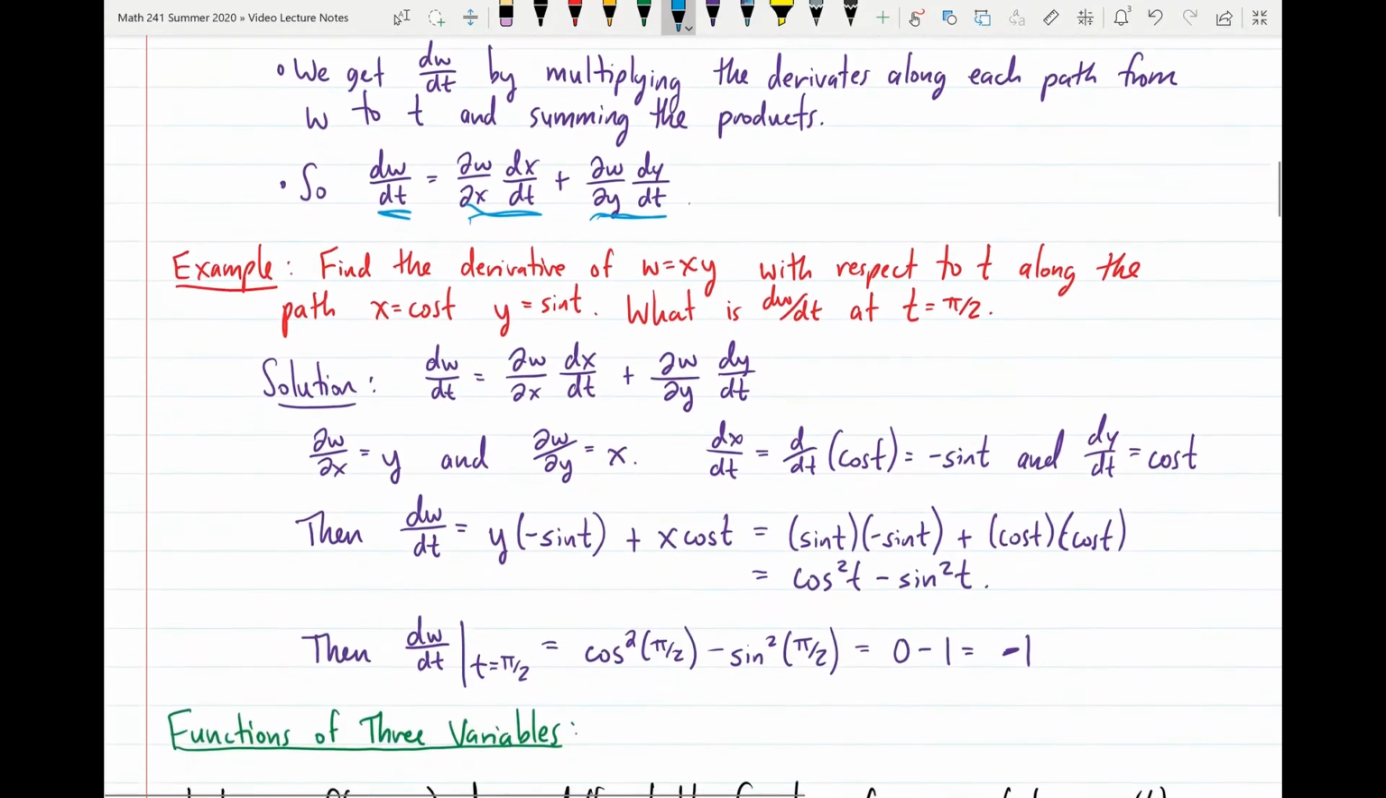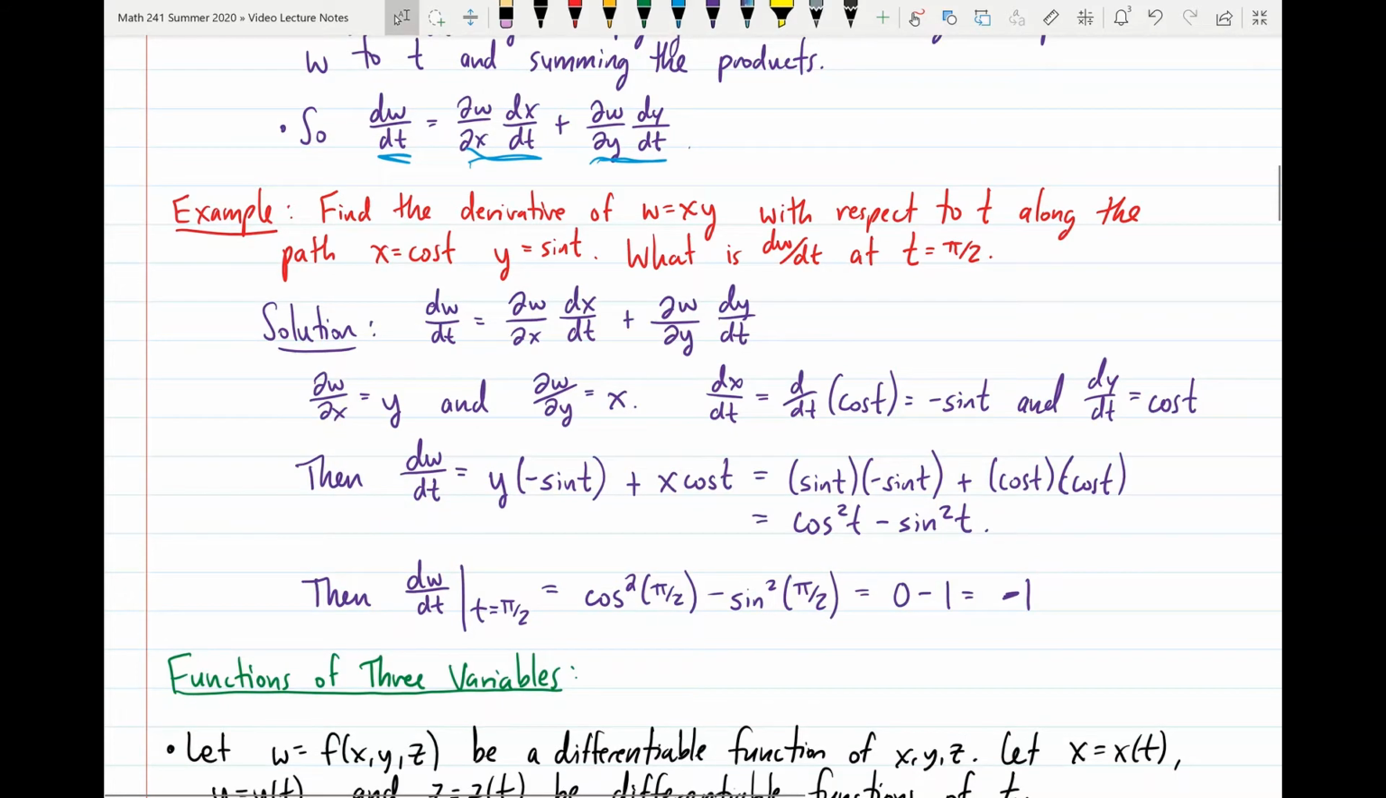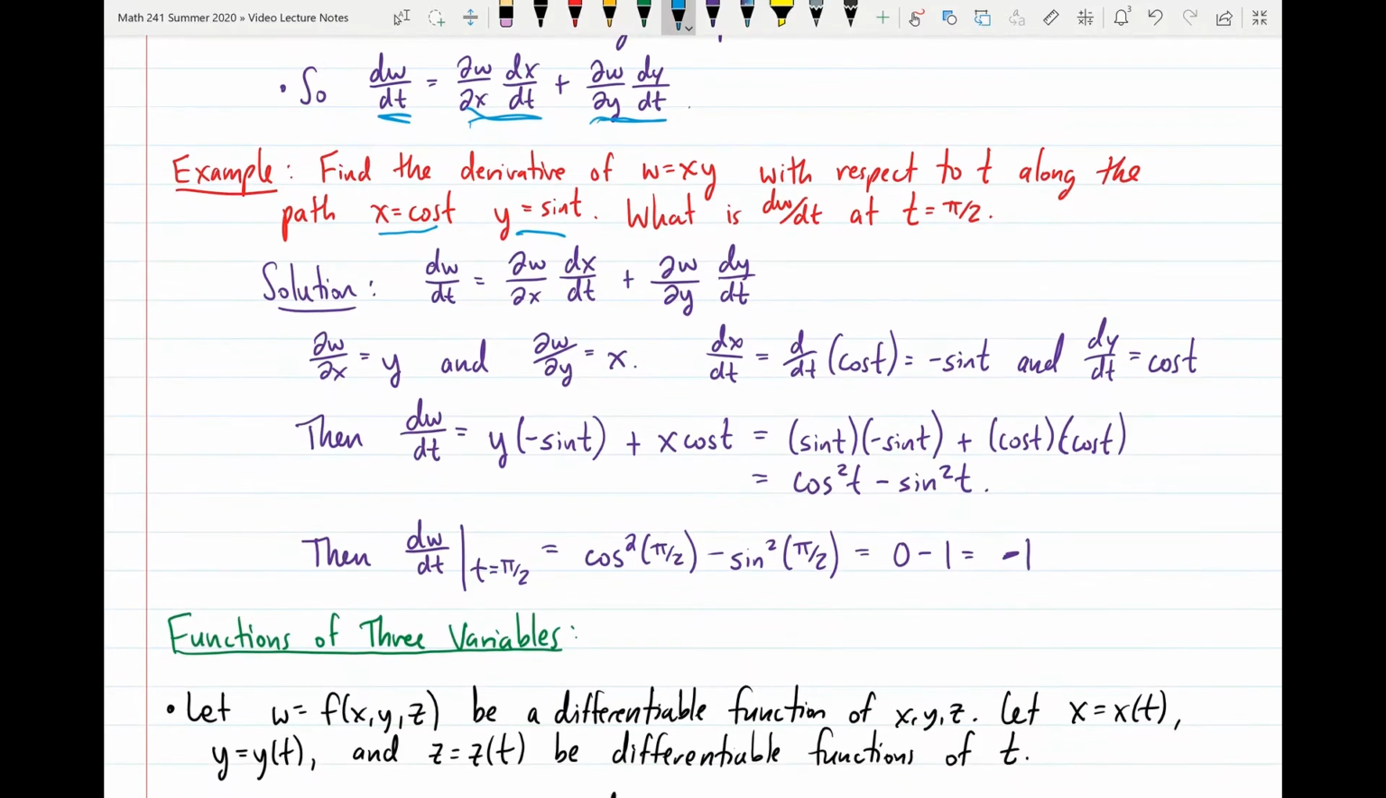Okay, so let's move into an example where we are actually going to be using the chain rule. So let's say we have the function w is equal to xy, and we want to find the derivative of w with respect to t along the path x is equal to cosine of t, y is equal to sine of t. So we want to find the derivative of w with respect to t, and then we're also going to evaluate that derivative at t is equal to pi over 2.